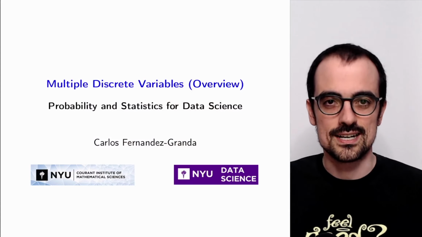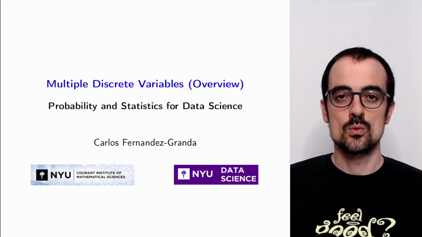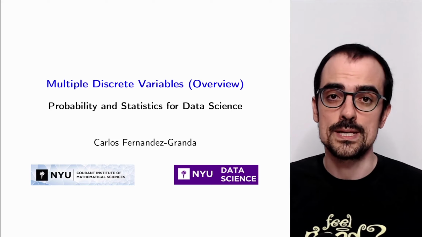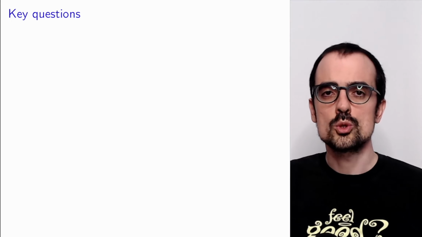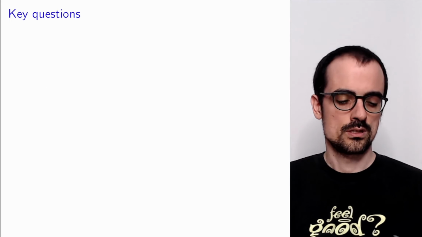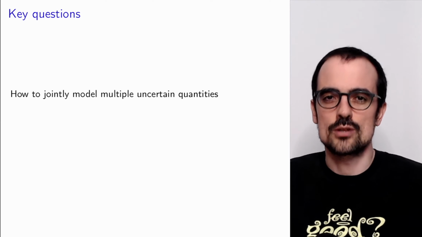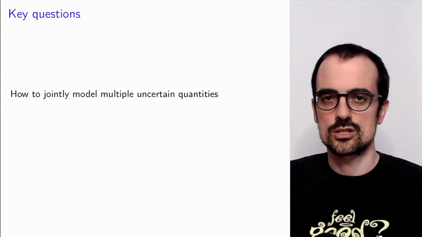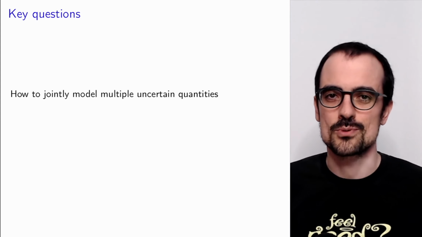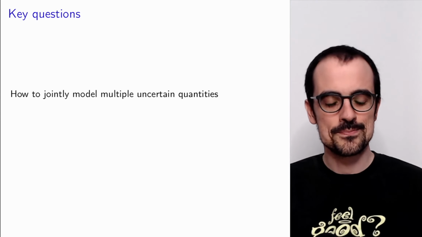So we're going to discuss multiple discrete variables within the same probabilistic model, and this is going to be an overview. We're going to ask three key questions. First of all, how do you jointly model multiple uncertain quantities? We're going to answer this question for discrete quantities in this video.